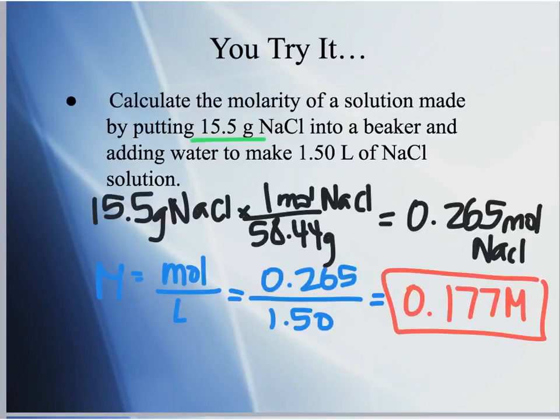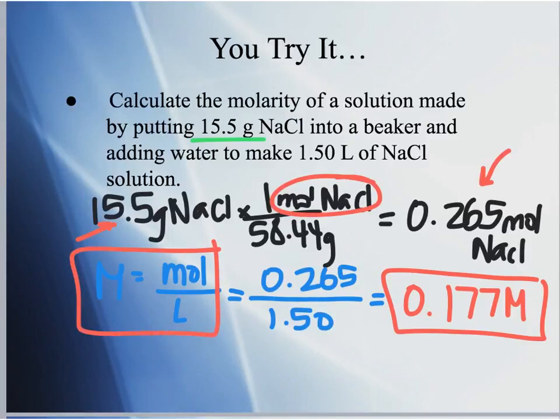All right, did you do it right? You should have ended up with 0.177 molarity solution. So we take our grams of sodium chloride and turn it to moles, right? By using our periodic table as a conversion factor, you get 0.265 moles of NaCl. And then we'll plug it into our molarity equation here, moles divided by liters. So 0.265 divided by 1.5 gives you 0.177 molarity.